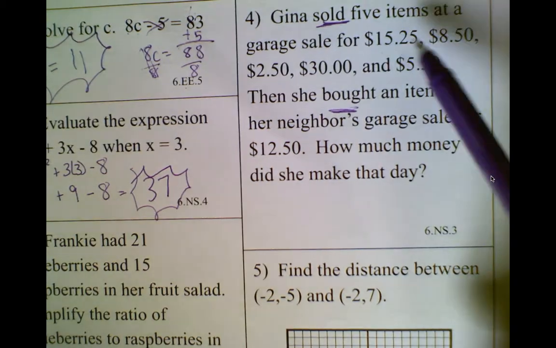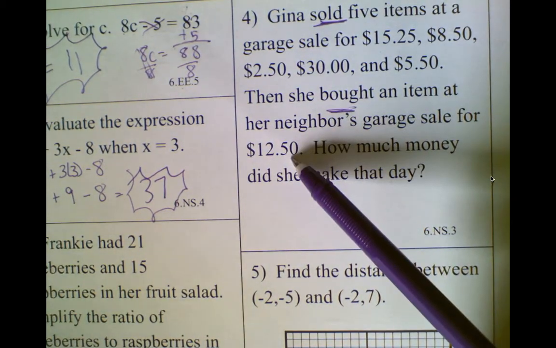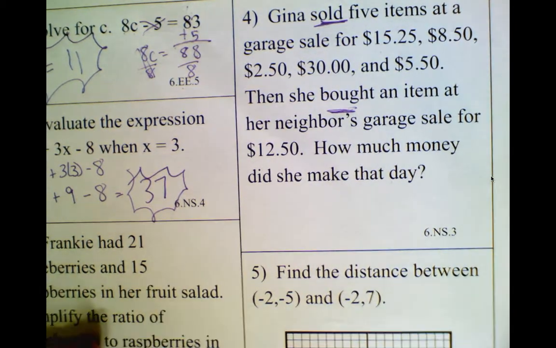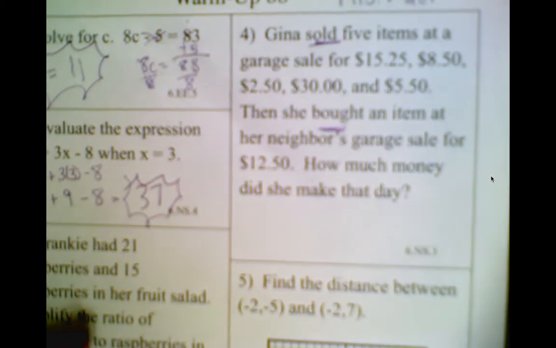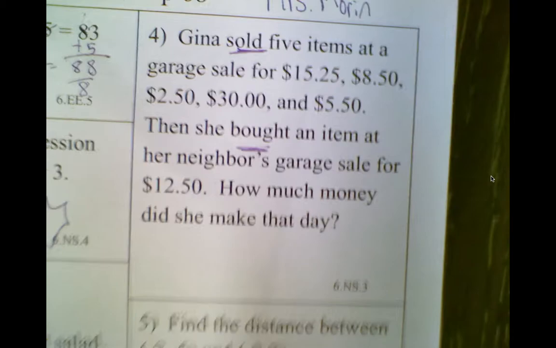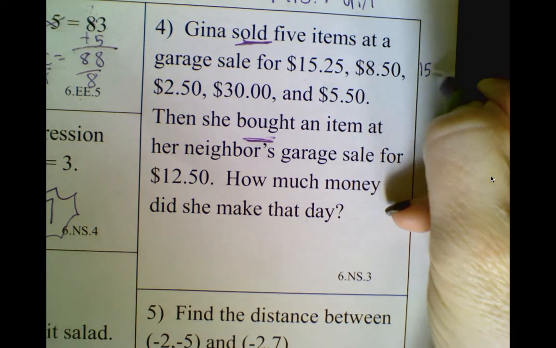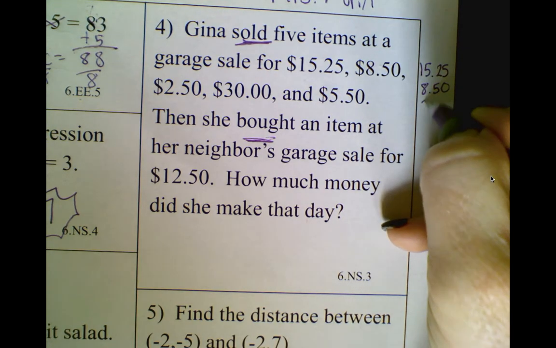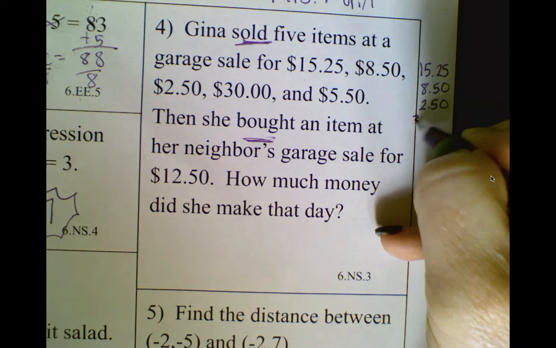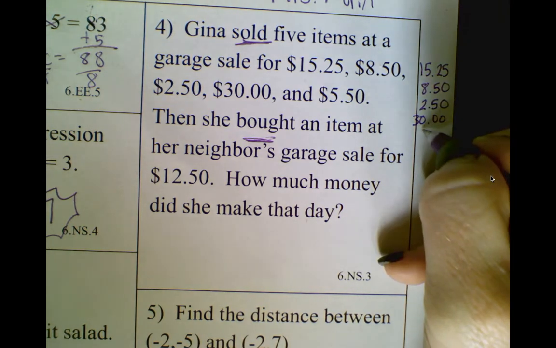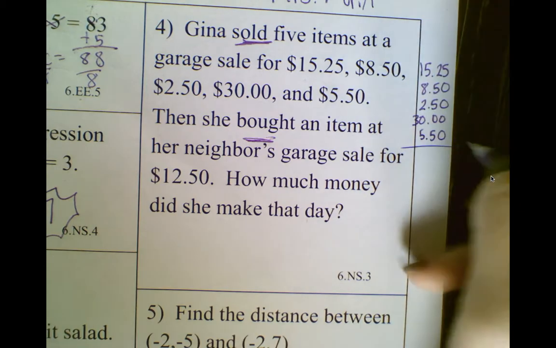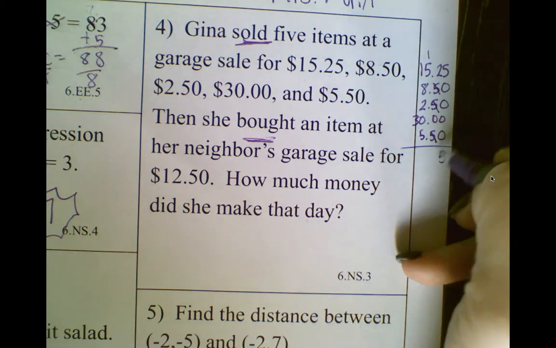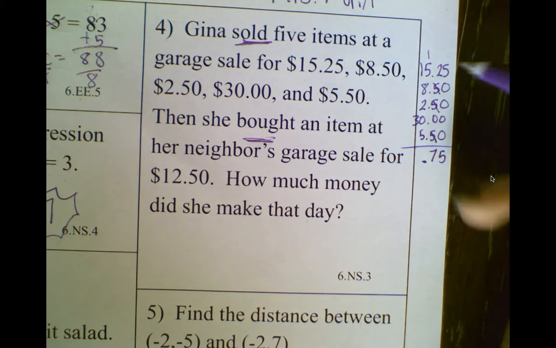So what we're going to do, we're going to add all these up and then subtract this from our profits, or how much she made that day. And then we'll see how much total she has left after everything is said and done. And I'm just going to put them off to the side. So we got 15.25, 8.50, 2.50, $30, and then 5.50. Okay, that's just 5, 10, 15, 16, 17. If I add this up wrong, don't hate me.